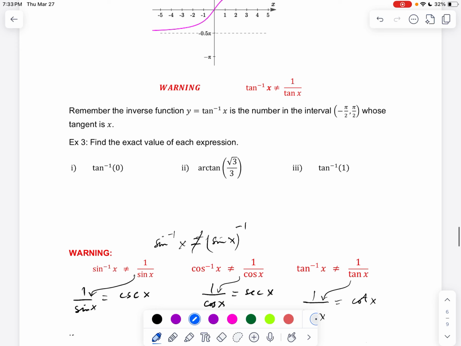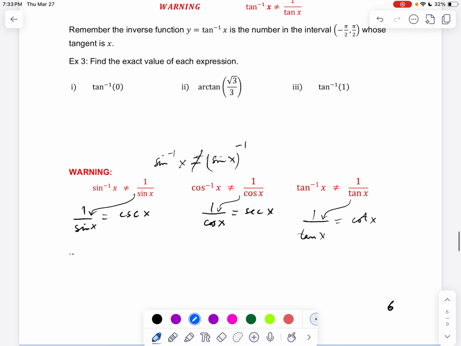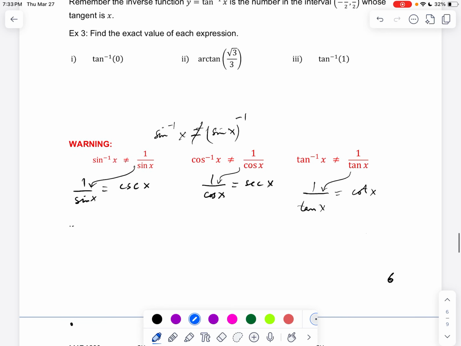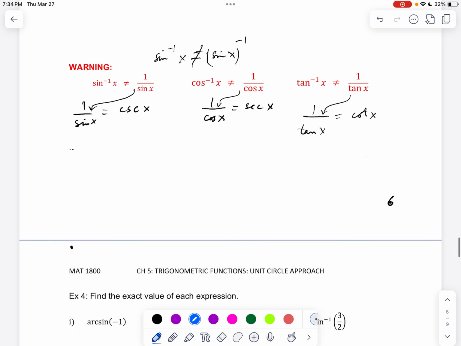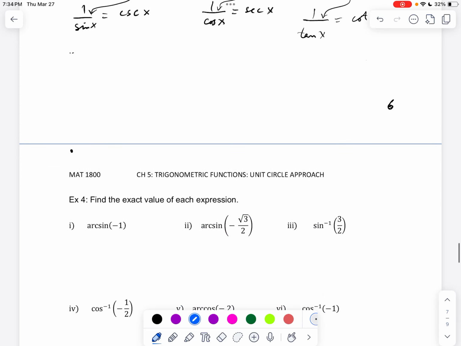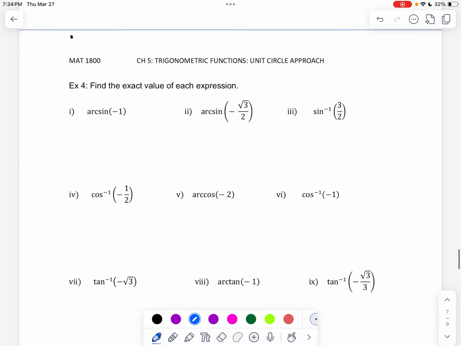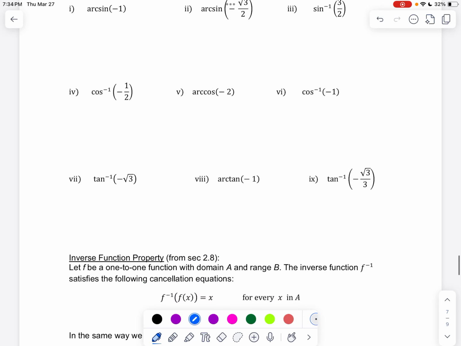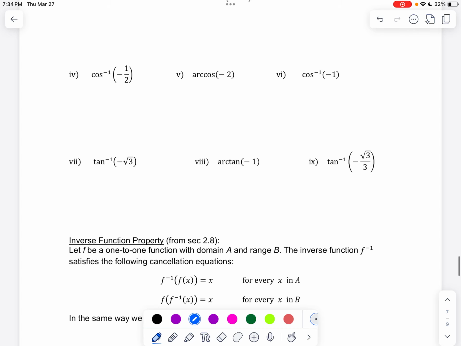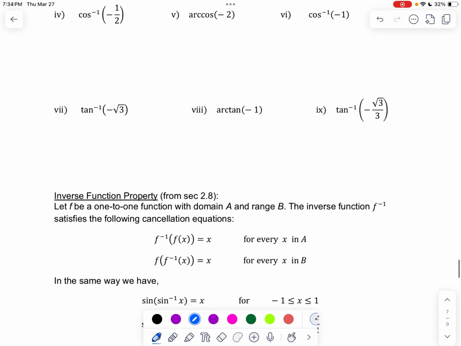Okay, so let's look at examples, the same thing that we have done before. Tangent inverse of 0, that's something we want to find. That means we are trying to find a number t such that tangent of t is equal to 0. So when is the tangent 0? Remember, tangent t is equal to sine t over cosine t, which means it will be 0 when the sine of t is 0. And when is the sine of t 0? When t is 0 or pi.